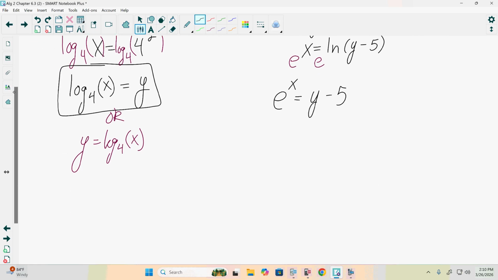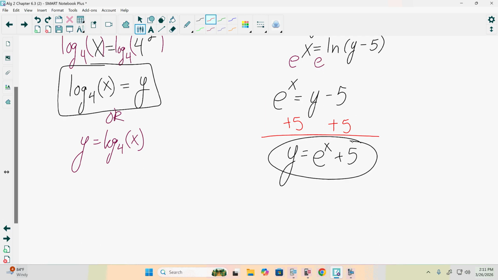Last thing we need to do is get y by itself. So we can add 5 to both sides, telling us y is equal to e to the x plus 5. Questions on this here? Question on anything so far? We ready for the next one?